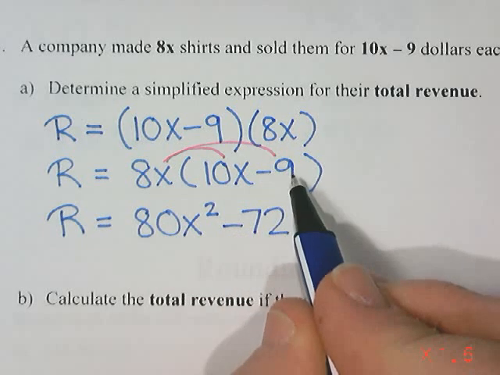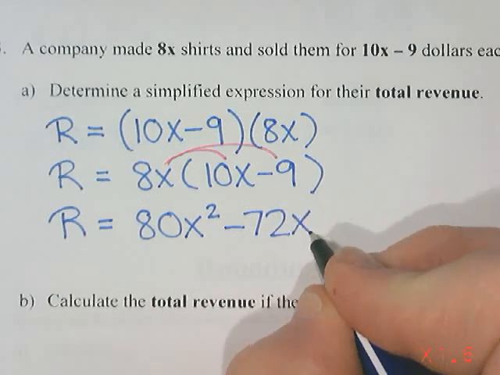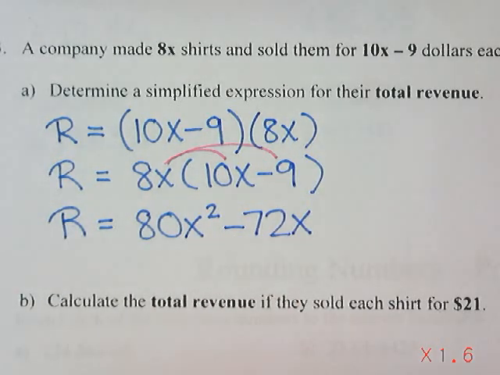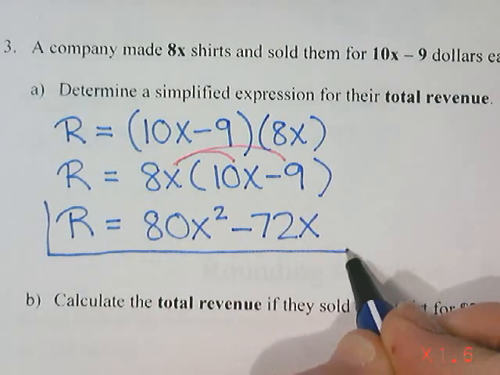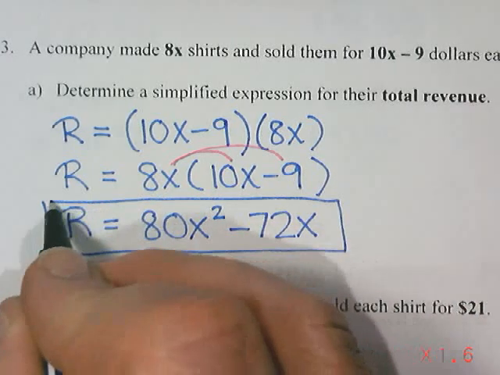This one had an x, that one does not, so this is just 72x. So the expression for my revenue is 80x squared minus 72x.